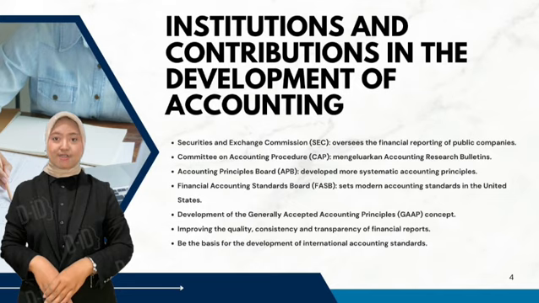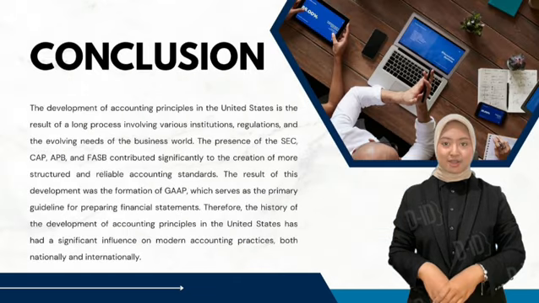Therefore, the contributions of these institutions are not only important for the United States, but also for the development of the accounting profession globally. In closing, on the fourth slide I will convey the conclusion of the material: the development of accounting principles in the United States. The development of accounting principles in the United States is the result of a long process and is influenced by the needs of the business world, the development of capital markets, and various economic events that have occurred throughout history. Various institutions such as the SEC, CAP, APB, and FASB have played a crucial role in establishing a more structured and reliable accounting standard system.